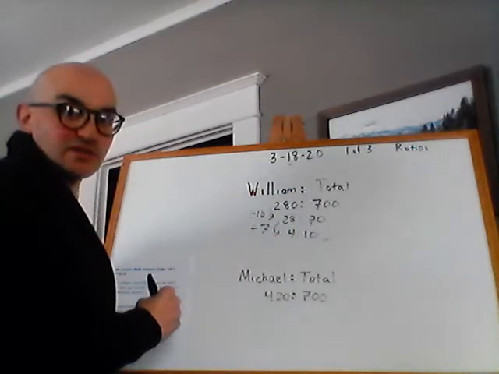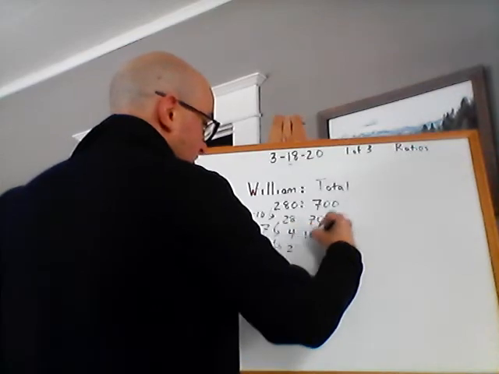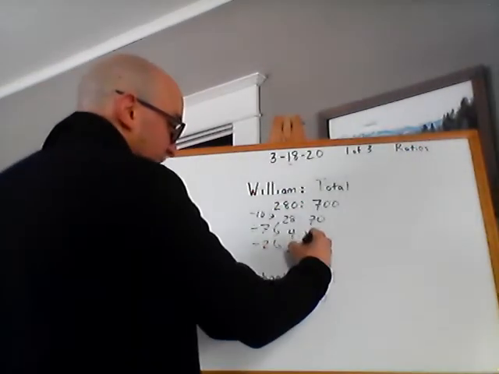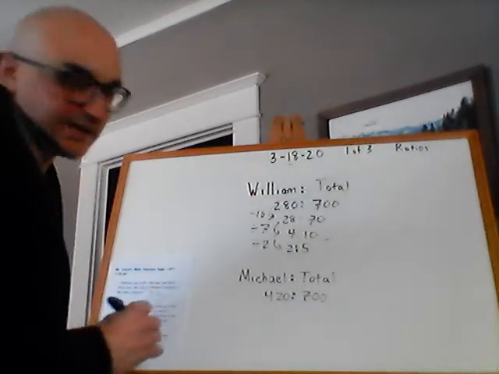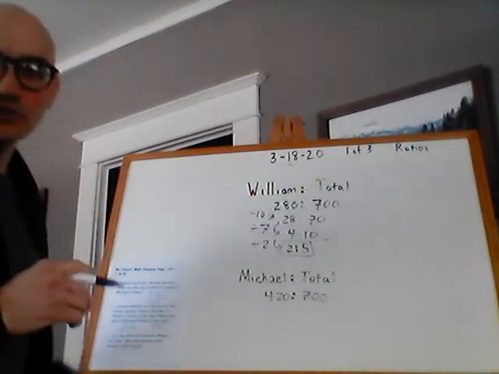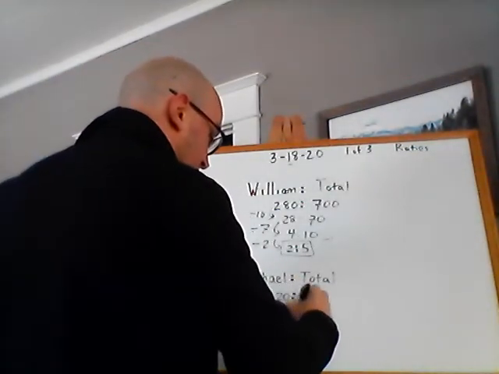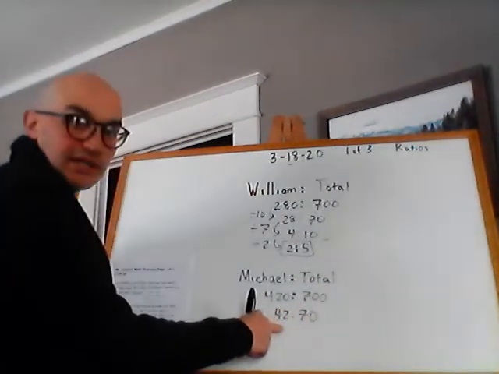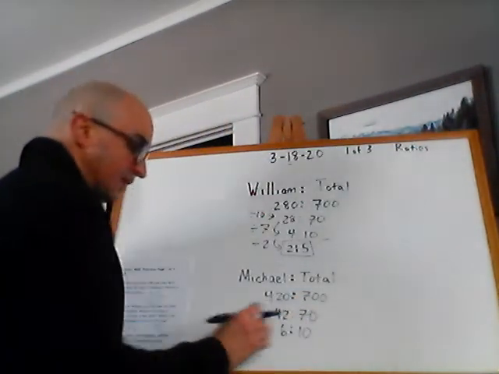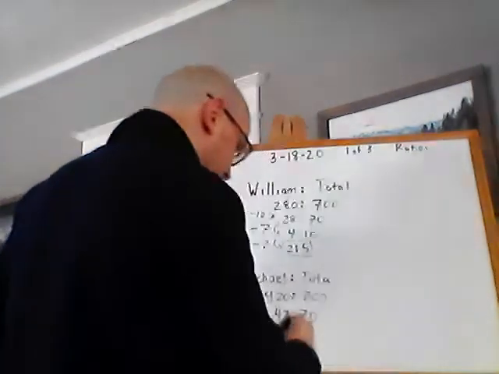4 and 10 are both even. So once again, I divide by 2 to get 2. And 10 divided by 2 is 5. So William's ratio to the total is 2 to 5. Colons are not easy to see on the video there, but that's the ratio for William to the total. And we'll do the same process to find Michael to the total. We'll start by dividing by 10 the exact same way. We get 42 to 70, then dividing by 7, we get 6 to 10, and then dividing by 2, I bet you can sort of see this one coming, 3 to 5.